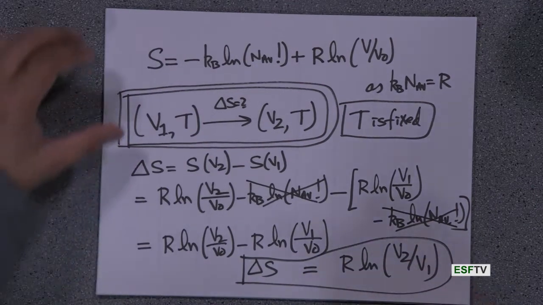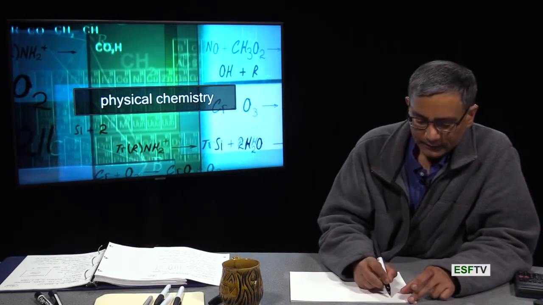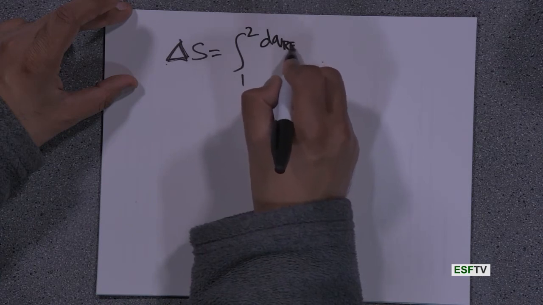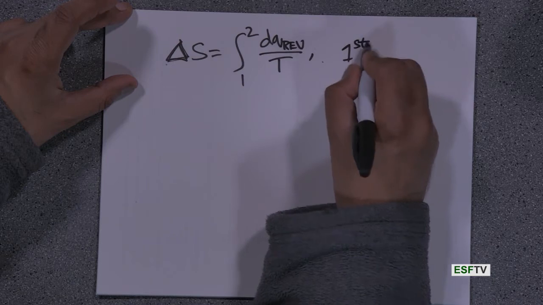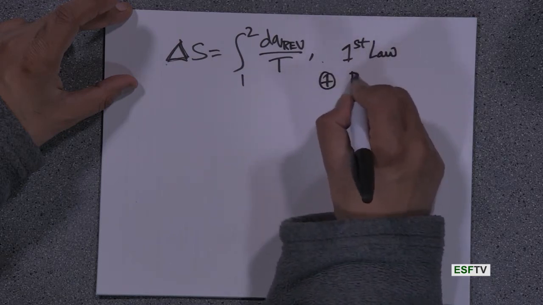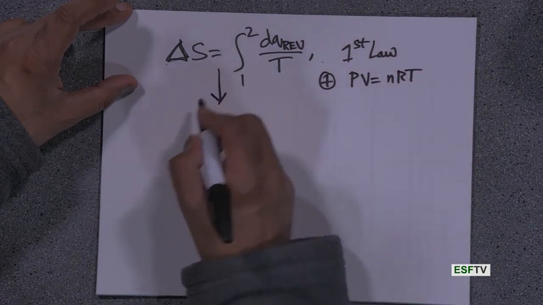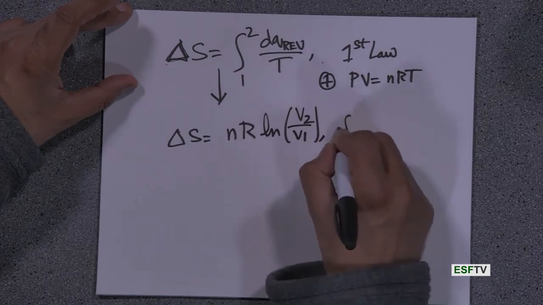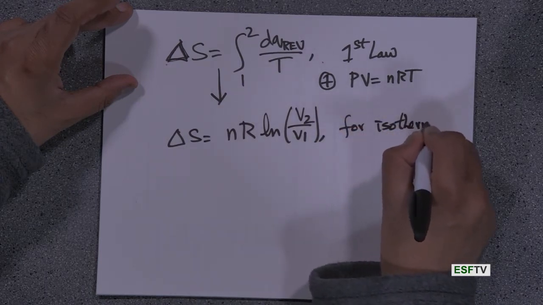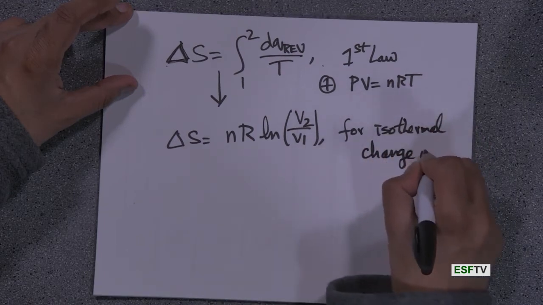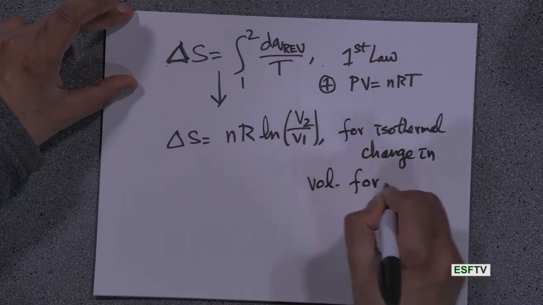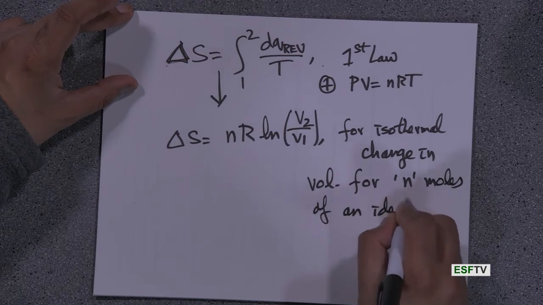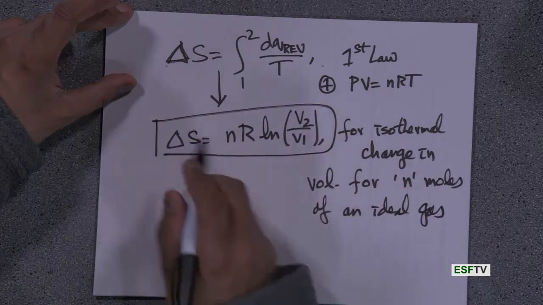Now, you may remember that some time back, using delta S as the integral from 1 to 2 of dq reversible over T, combining this with the first law and the equation of state PV equals nRT, we obtained delta S was n multiplying R logarithm of V2 over V1 for isothermal change in volume for n, put that in quotes, moles of an ideal gas, right? We obtained this in our discussion of calculations of delta S.